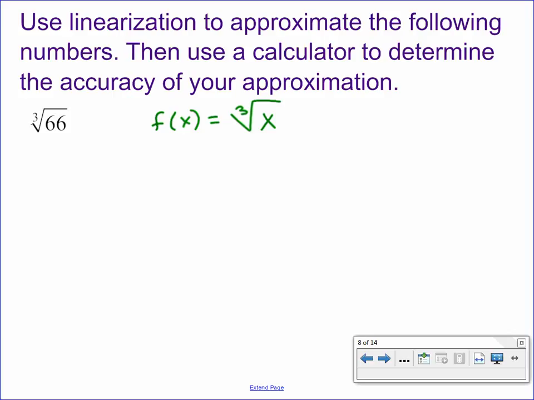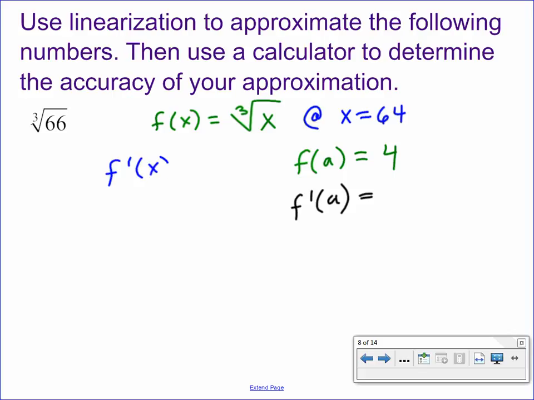So we'll still do an at, and we'll do x equals 64. My f at 64, or f at a, is 4 this time. And my f prime at a, my slope of the tangent, would be f prime at 64, so for that I need my first derivative. This is a different derivative rule. I'll still use power rule. So f prime of x is given by exponent times the base raised to 1 less. So it's 1 less than 1/3? Negative 2/3, right?